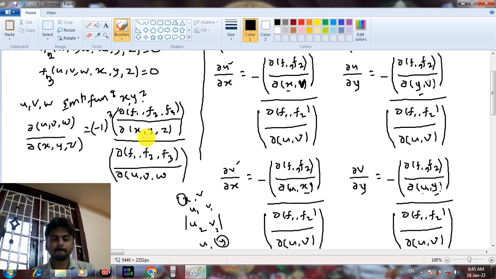Now, first we have to discuss the problem under the topic Jacobian of implicit functions, and next we are going to find the partial derivatives using Jacobian. First we shall move on to the problem on Jacobian of implicit functions.